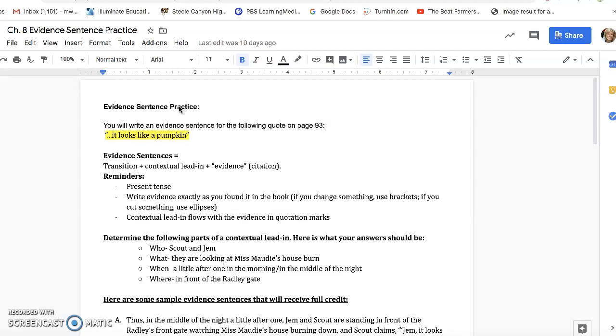Anyway, I am sitting on my couch with a cup of tea, and I wanted to give you guys a few lessons on evidence sentences because I've been getting some questions and I wanted to address them.